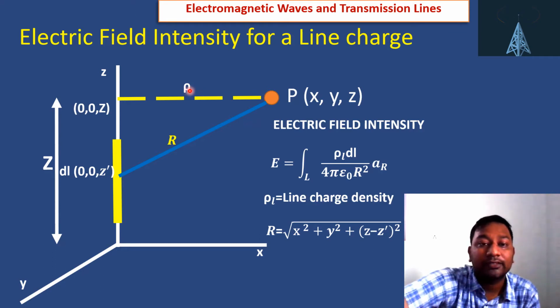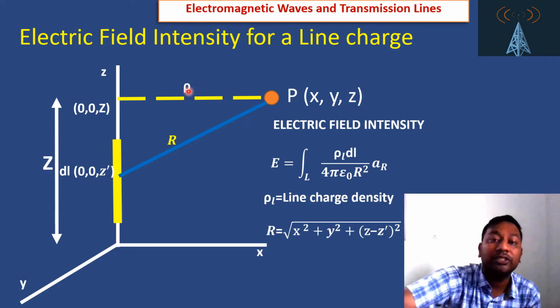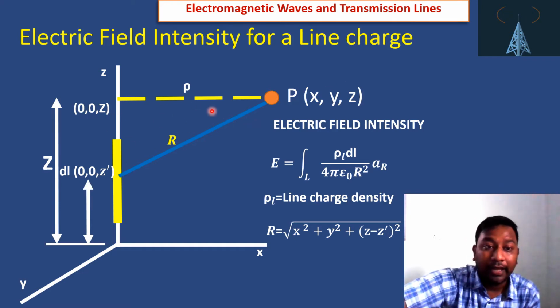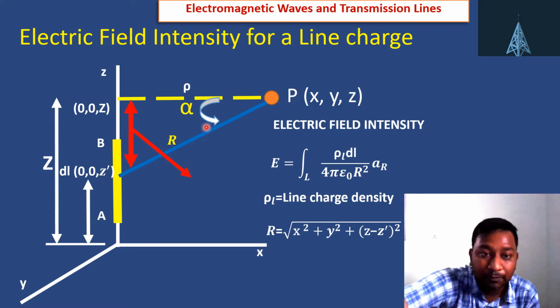Here we are considering one point which touches this particular point, and we are making a triangle in this area. The angle between this rho and this line is called alpha. So what is the distance between these 2 points?